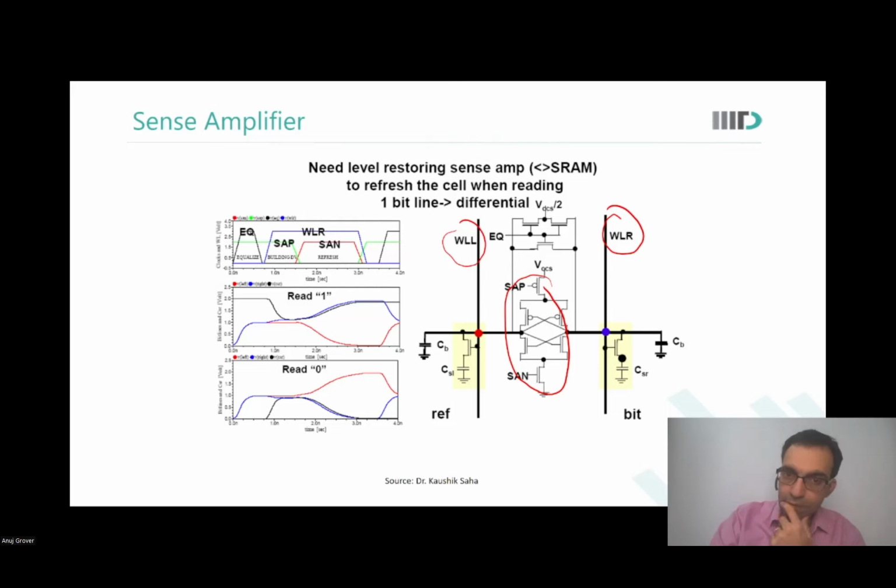So how is this sense amplifier operation happening? Can you describe how the regular sense amplifier operation happens? I will then tell the changes. What do we do in a regular sense amplifier?